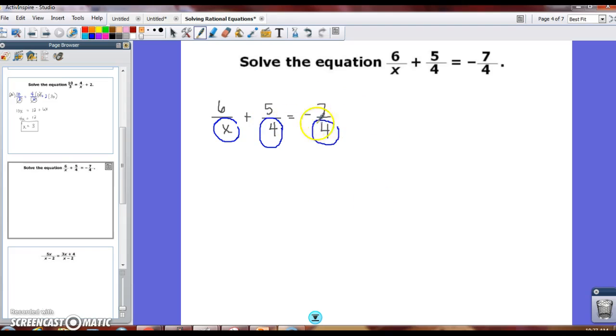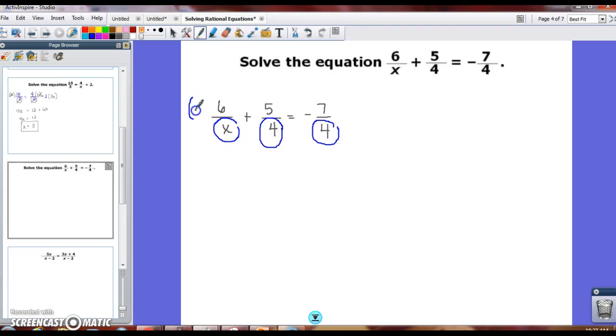Now, 4 is common to both of these, but none of them have x. So my common denominator is going to be 4x. If by chance you say, well, if I just multiply them all together, I end up with 16x, and I'm going to use that, there's nothing wrong with that. You can also do it that way. It's just larger computations you have to do. Okay? But it's not wrong to do it that way. But I'm going to stick with 4x here.